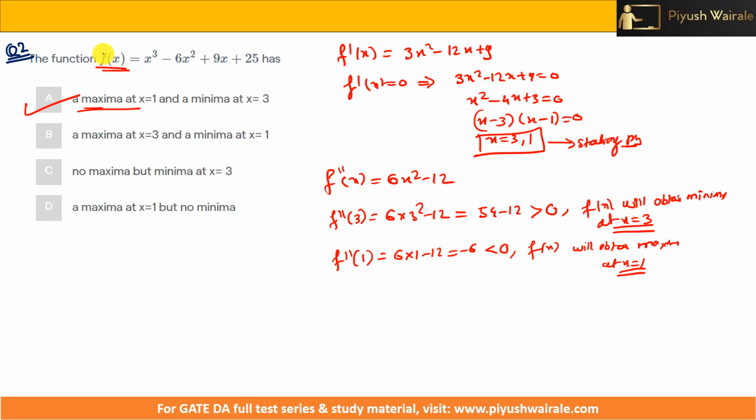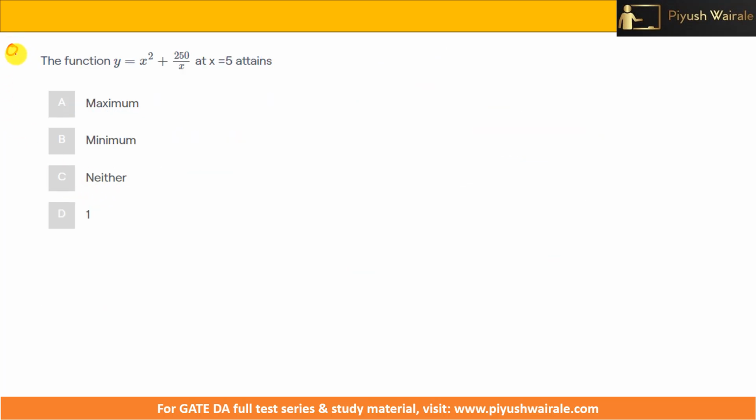Now if we want to find out the maximum and minimum value, just find out f of 3. It will give me the minimum value of this f of x. And if you want to find out the maximum value, just put f of 1, right? So you will get a maximum value. Okay, so this is how we find out maxima and minima. So this is question number 3. Again, same type of question.